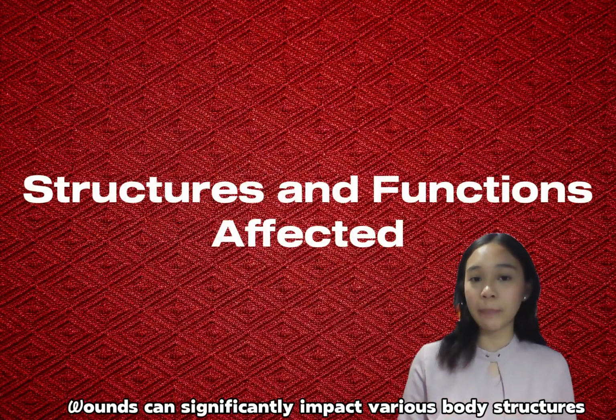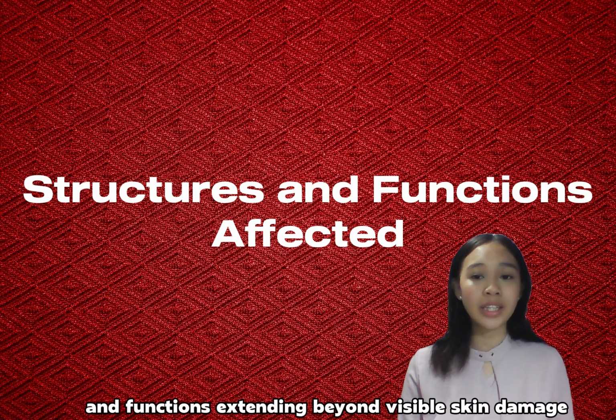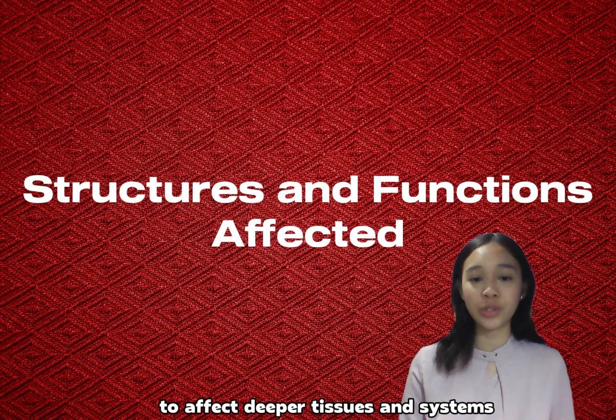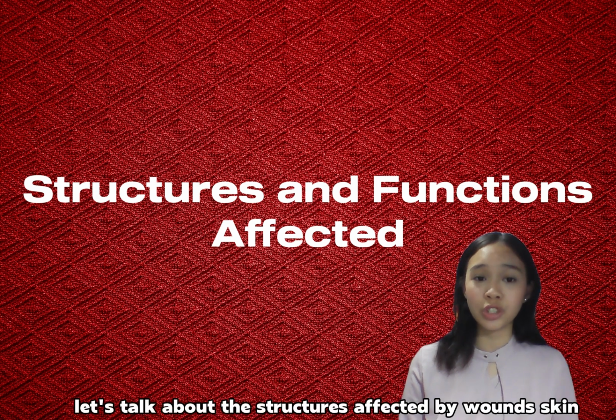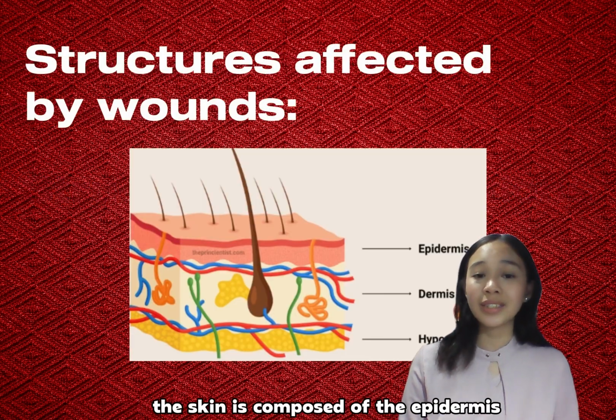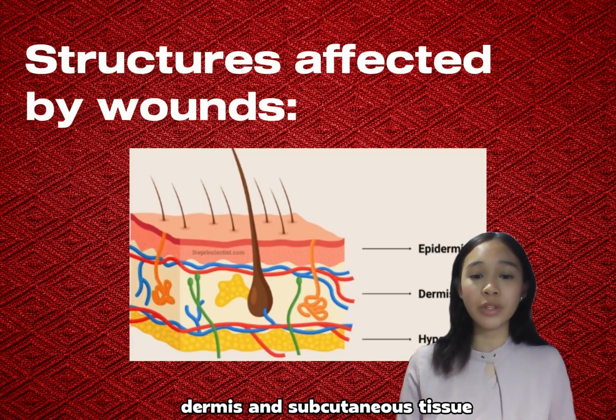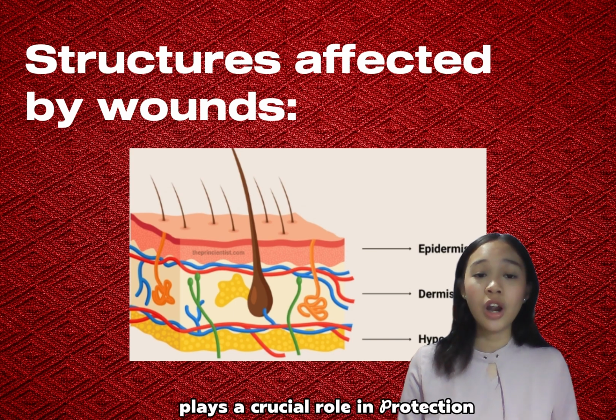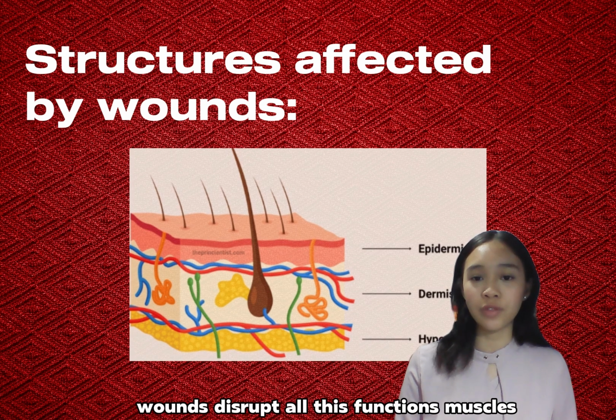Wounds can significantly impact various body structures and functions, extending beyond visible skin damage to affect deeper tissues and systems. First, let's tackle the structures affected by wounds. Skin. The skin is composed of the epidermis, dermis, and subcutaneous tissue, and plays a crucial role in protection, regulation, and sensation. Wounds disrupt all these functions.